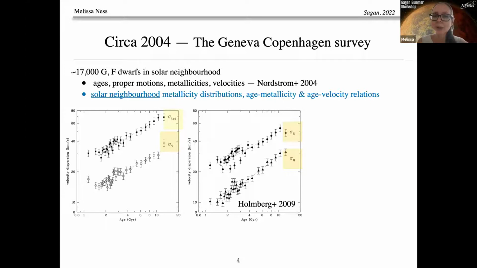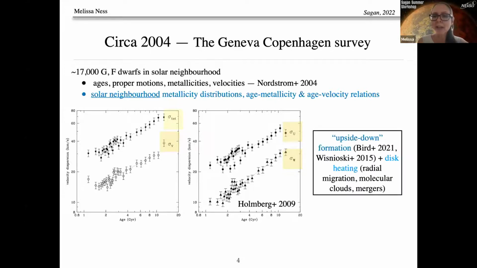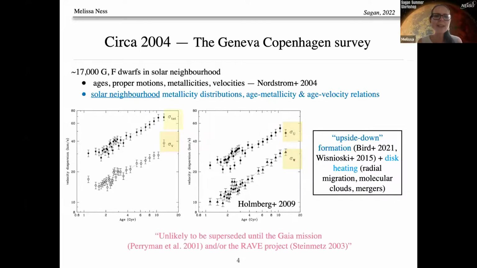This is now understood to be a combination of upside-down formation, that is, populations forming kinematically hotter at early times, as well as heating in the disk due to radial migration, molecular clouds, and perturbations from mergers in the galactic halo. And they said in this 2004 data release paper that this data was unlikely to be superseded until the Gaia mission and/or the RAVE project much, much later.